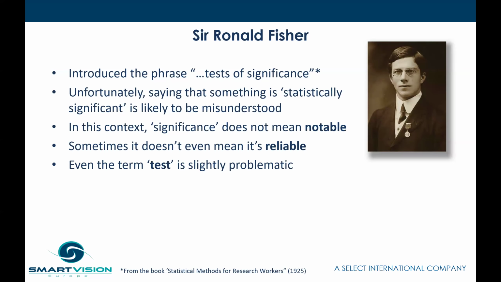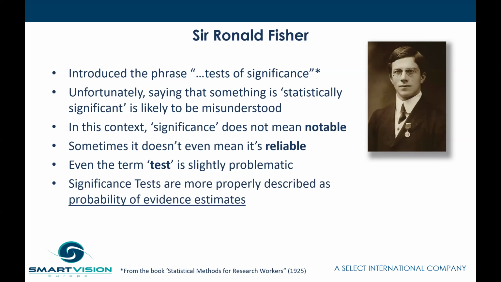Indeed, even the term test is slightly problematic, I would say, because we tend to think of tests as something fairly exacting, something that's just going to give us a result, yes or no. We've detected something here, we haven't detected something. With significance tests, you're just making an estimate. If you were trying to come up with a phrase to describe a typical significance test, you would say it was a probability of evidence estimate, because it is literally giving you the probability of evidence and it is an estimate of that probability.